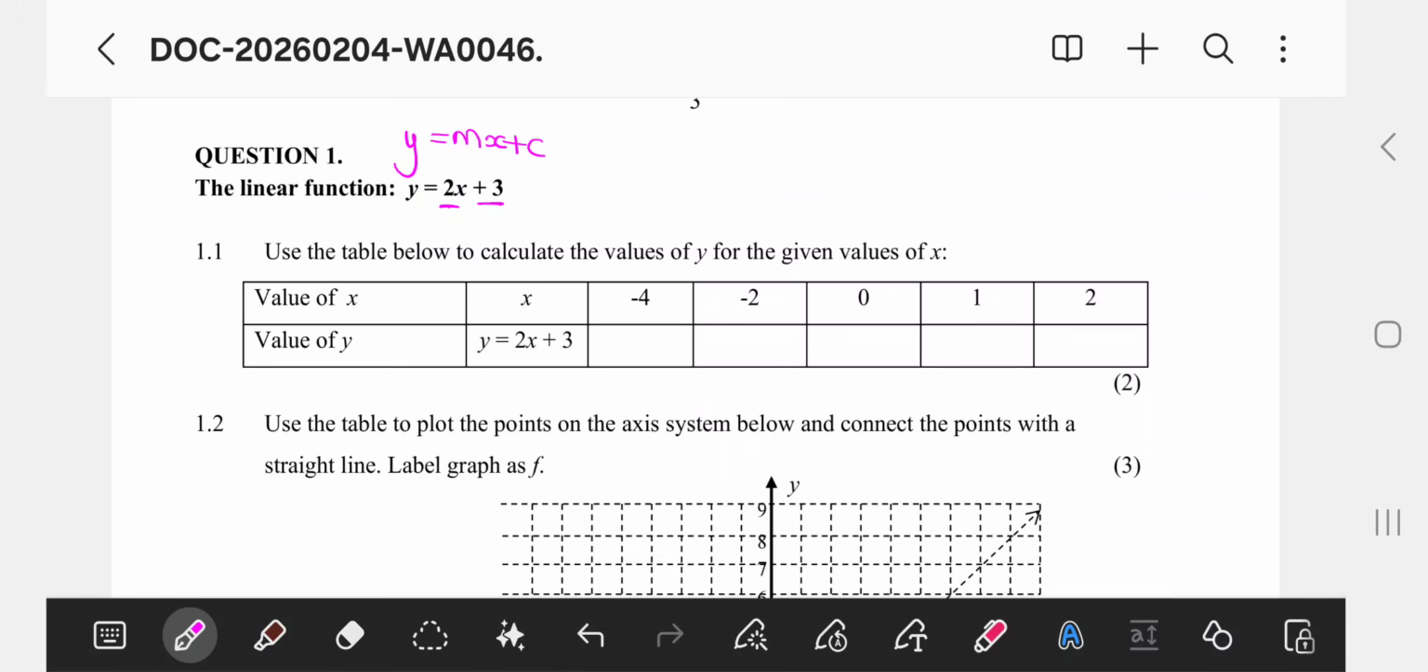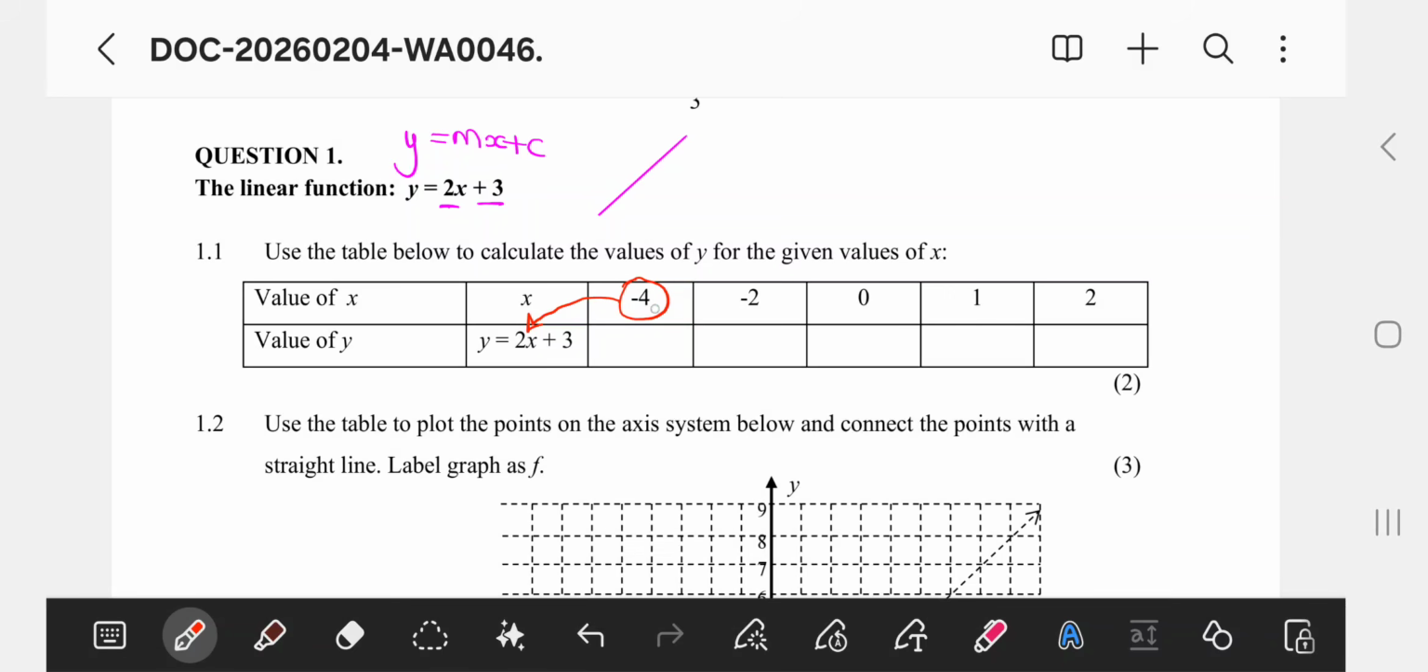Now, firstly, without even looking at the table, guys, remember your functions notes from grade 10 and grade 11. You even covered straight lines in grade 9. If a straight line has a positive gradient, we are expecting it to slope in that direction. So it says, use the table below to calculate the values of y for the given values of x. Now, this is absolutely basic. All you guys are going to do is take the particular x value and substitute in the equation in place of x.